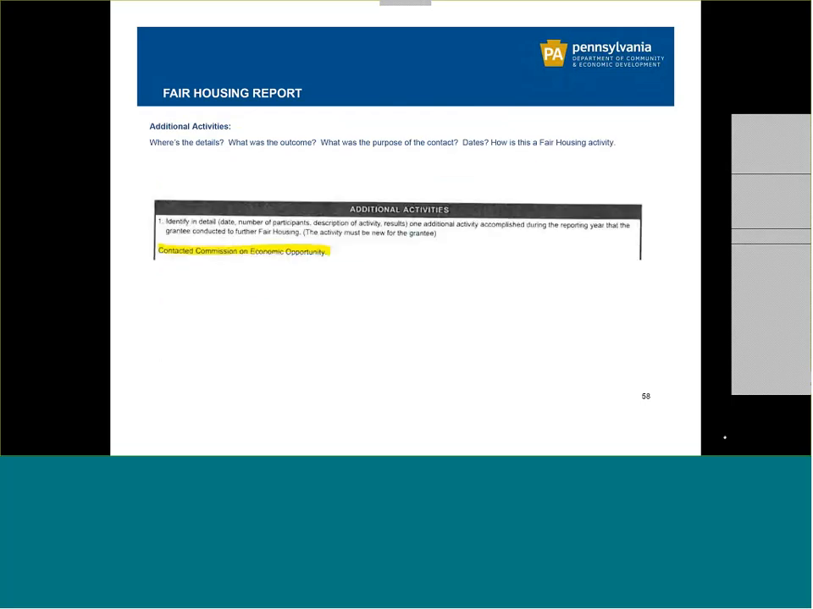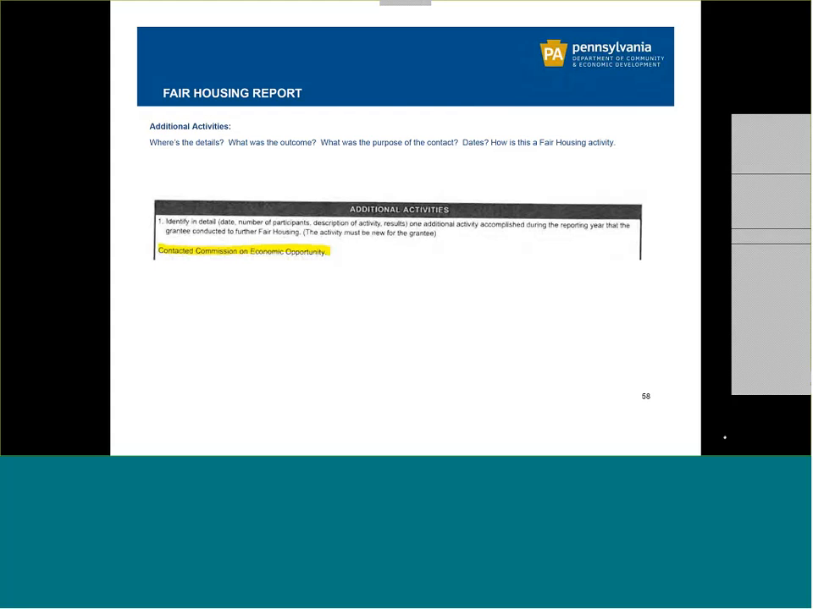Additional activities. This is not accepted. Well, it's bad. I mean, we will most likely contact you to get some more information, but we don't want to see this. Where's the details? What was the outcome? What did you do? Why did you contact the Commission on Economic Opportunity? When did you contact them? And how is this a fair housing activity? From the name, Commission on Economic Opportunity does not send a message that it is fair housing related. So again, we need to have more detail.